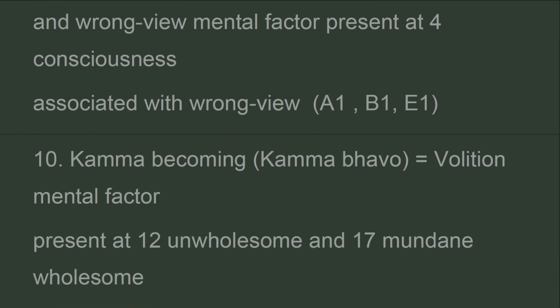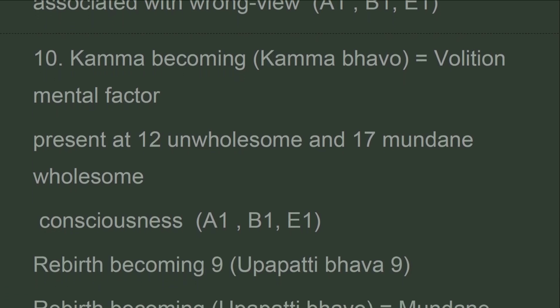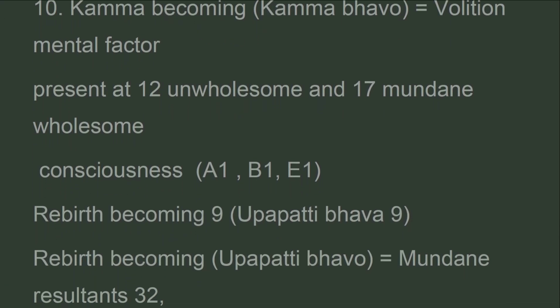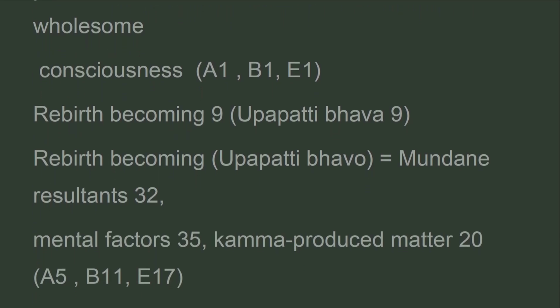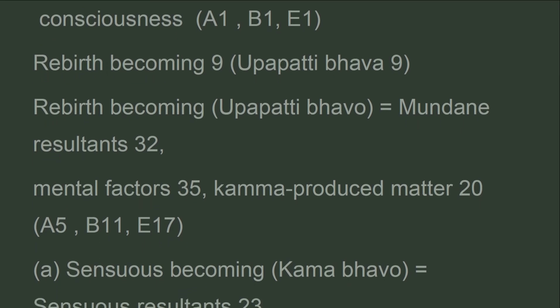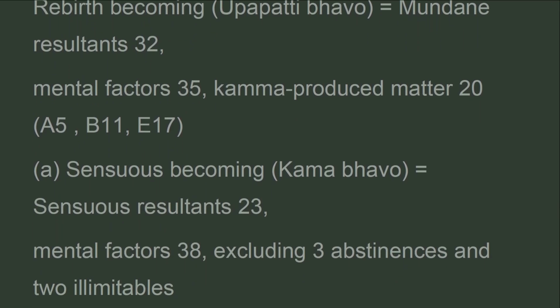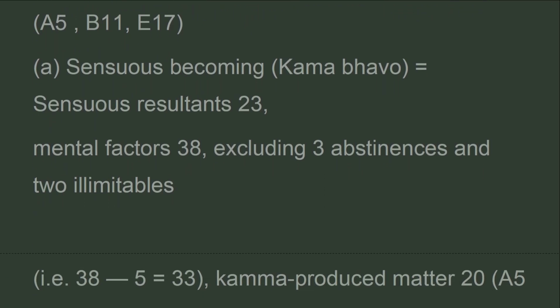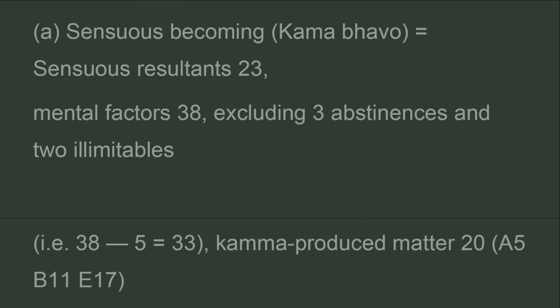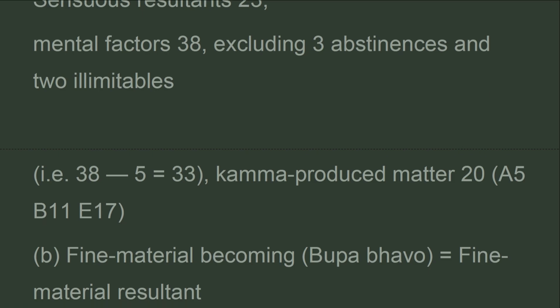10. Kama becoming equals volition mental factor present at 12 unwholesome and 17 mundane wholesome consciousness. Rebirth becoming equals mundane resultants 32, mental factors 35, Kama produced matter 20. Sensuous becoming equals sensuous resultants 23, mental factors 38, excluding 3 abstinences and 2 illimitables.